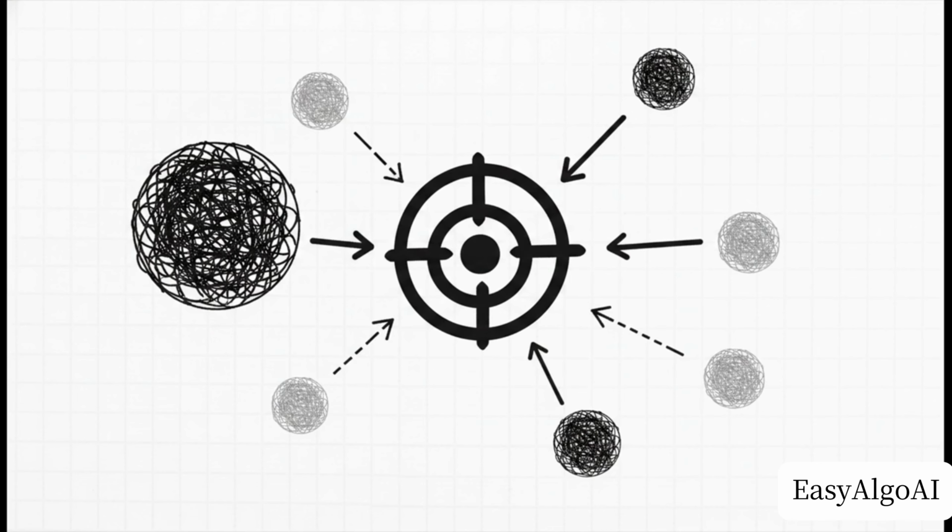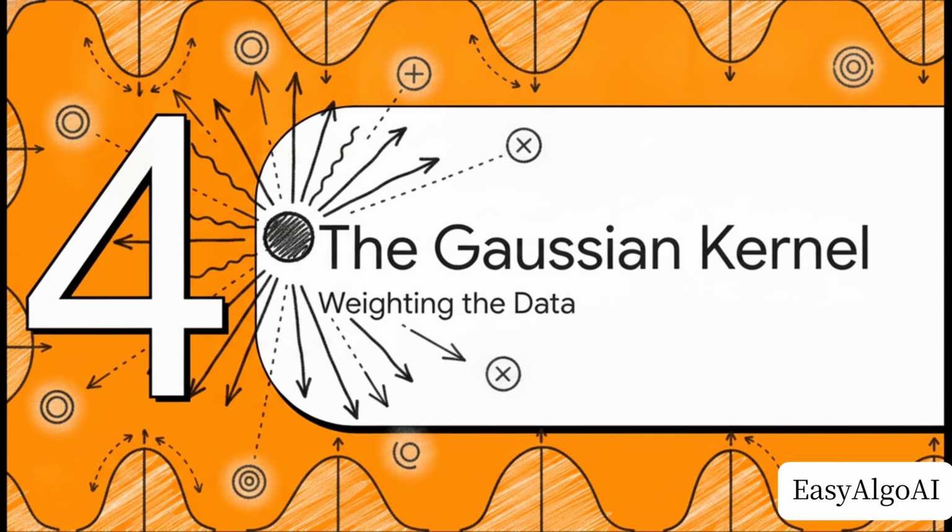Imagine every single data point in your training set gets a vote, aiming at the target prediction. But, and this is absolutely critical, those votes carry different weights based on how relevant they are. So the big question is, how do we calculate those weights? Section 4. The Gaussian kernel, weighting the data. The mathematical engine driving this entire operation is the kernel function. This is the mechanism that determines exactly how much influence, or weight, each existing data point gets when predicting a new one. The most frequently used is the Gaussian kernel.